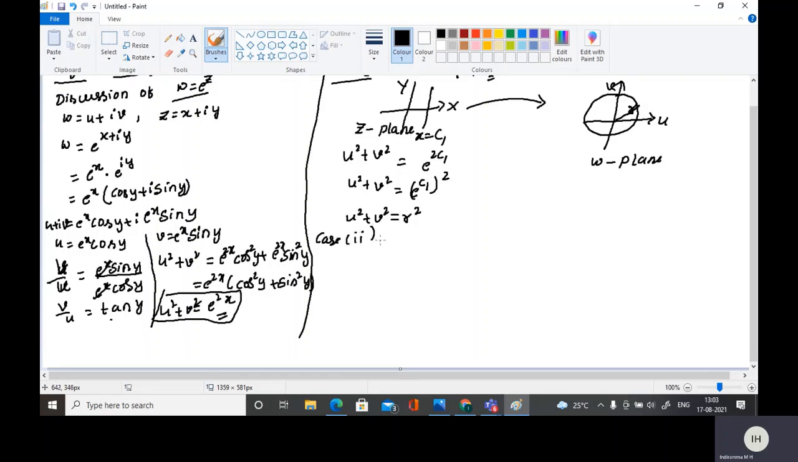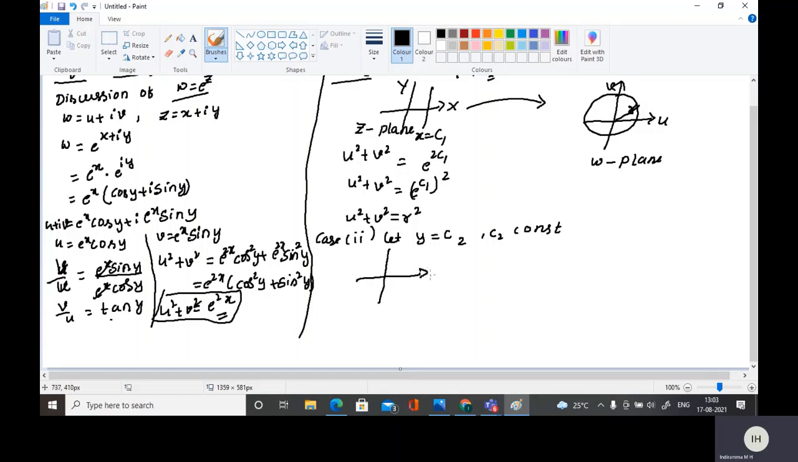Let y equal to c2, where c2 is constant. What does it represent? It represents a straight line where c2 is constant. This represents a straight line parallel to the x-axis.